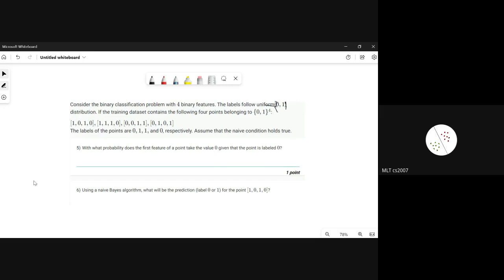So the probability of y equal to 1 is 0.5, and the probability of y equal to 0 is 0.5, right? So this is your p hat. The training data set contains 4 points. These are your 4 points, and the labels of the points are these. So this belongs to class 0, this belongs to class 1, this belongs to class 1, this belongs to class 0. Assume that the naive Bayes condition holds.